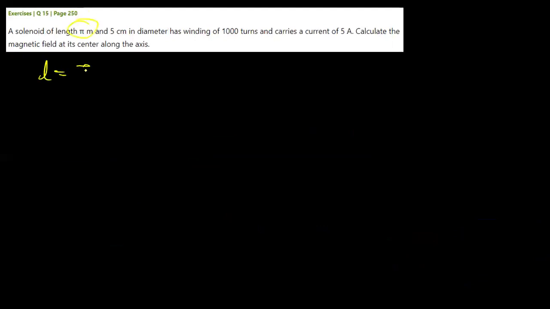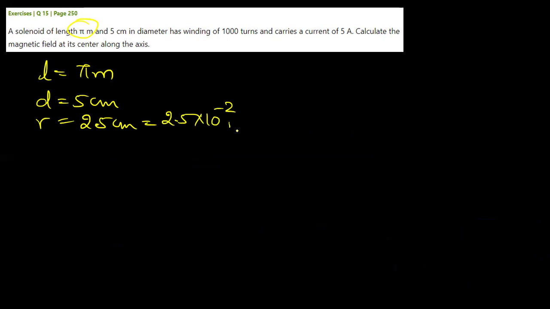Next. A solenoid of length pi meter. Length is given, 5 centimeter. So radius will be 2.5 centimeter, converted to meters, 2.5 into 10 to the power minus 2 meters. Of 1000 turns, number of turns is 1000 given to us in the question. Current of 5 ampere flows through it. Calculate the magnetic field at the center.